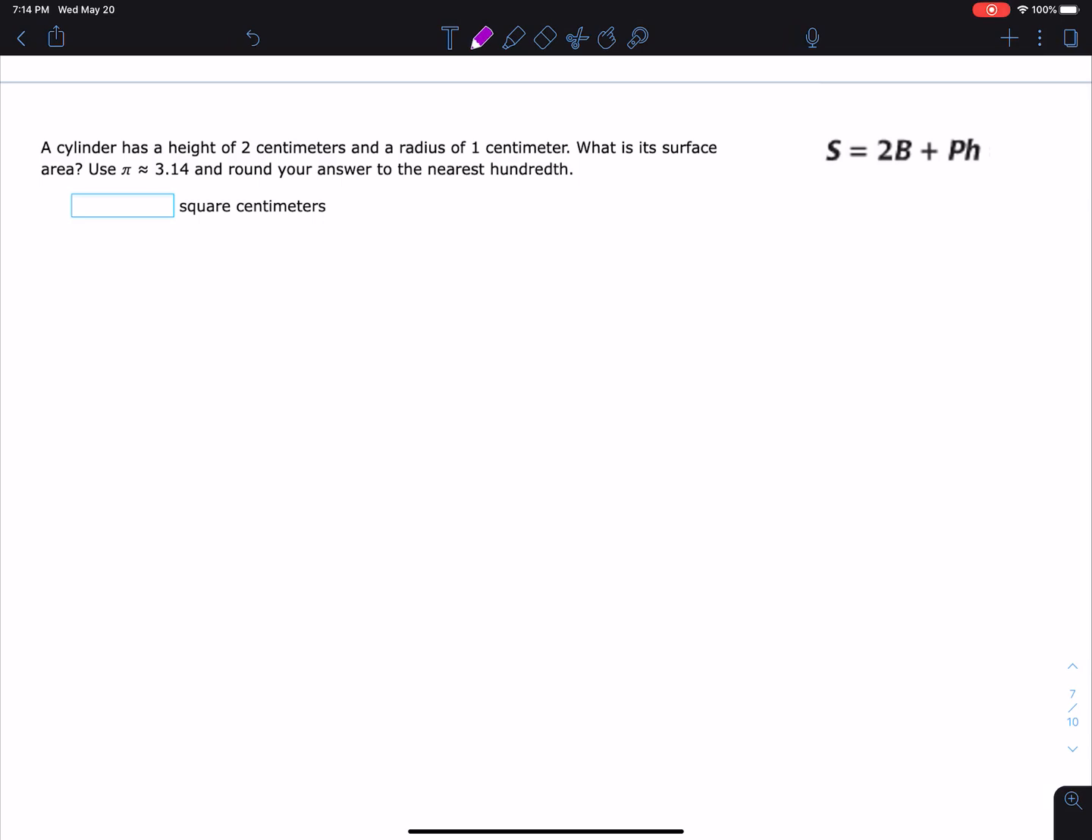Okay, so I picked this one because there's no picture, and so don't be afraid to draw a picture yourself. A cylinder has a height of 2 centimeters. Okay, so first of all, let me draw my cylinder. Okay, it has a height of 2 centimeters, so that's 2, and a radius of 1 centimeter. Ooh, I love 1. What is its surface area? So because this is a cylinder, my base is a circle where my radius is 1.